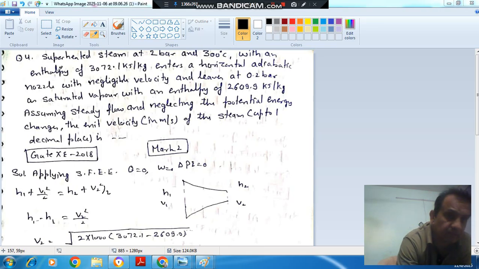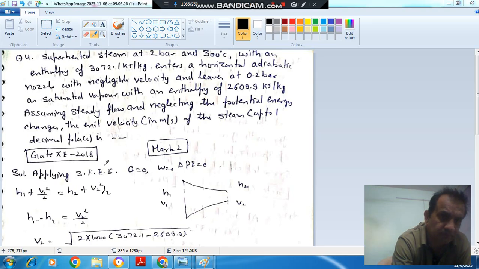Question number 4: superheated steam at 2 bar and 300 degrees Celsius with an enthalpy of 3072.1 kilojoule per kilogram enters a horizontal adiabatic nozzle with negligible velocity and leaves at 0.2 bar as saturated vapor with an enthalpy of 2609.9 kilojoule per kilogram. Assuming steady flow and neglecting the potential energy changes, find the exit velocity in meter per second of steam up to 1 decimal place.